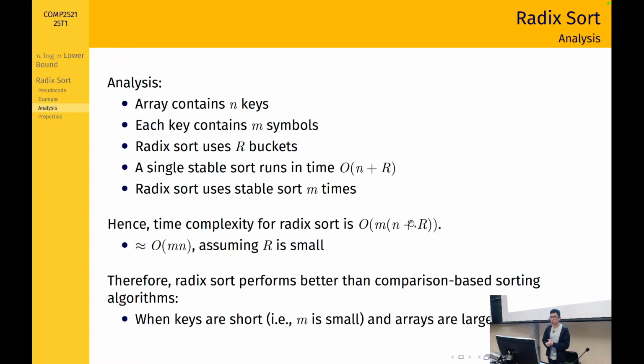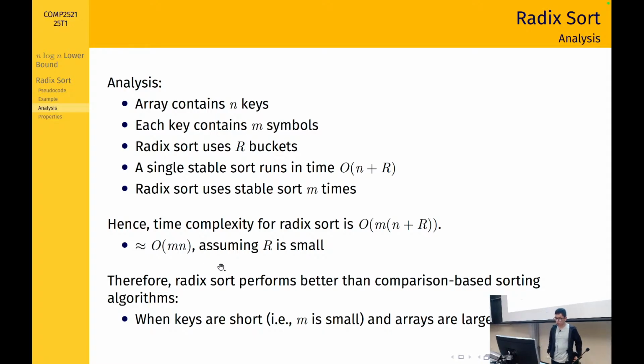r), okay? But if r is small, as in the case for numeric keys, or alphabetic keys where r is 26, that's a pretty small number, then the time complexity would be O of m times n. So if r is a small constant, then we can drop the constant. So we get O of m times n.